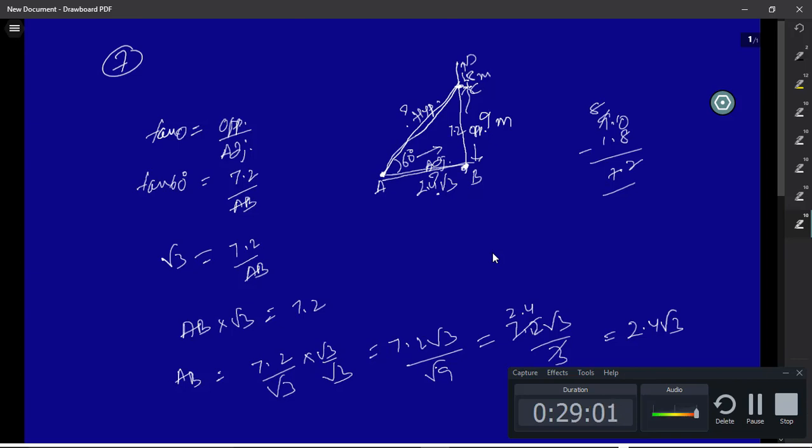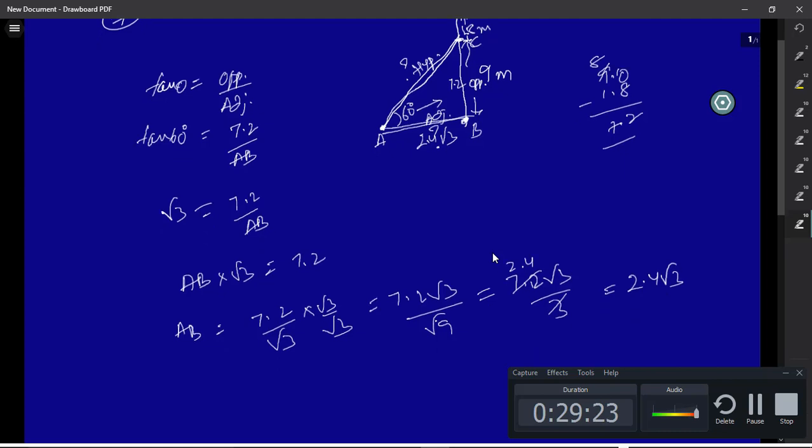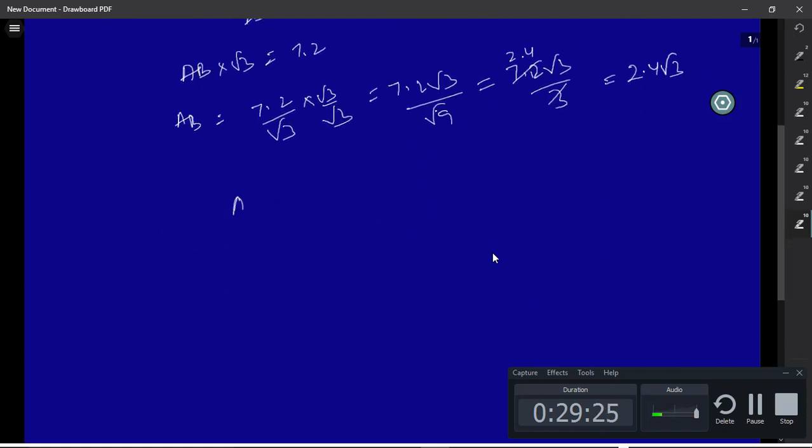Now that I know two sides of a right angle triangle, one side AB is 2.4 root 3 and the other side BC is 7.2, I can make use of Pythagoras theorem. AC square is equal to AB square plus BC square. So according to Pythagoras theorem, AC square should be AB square plus BC square.